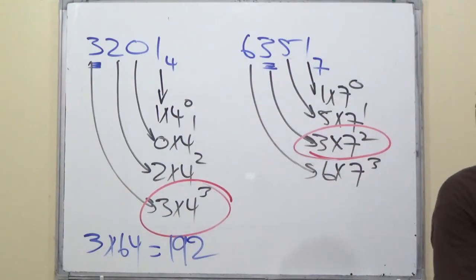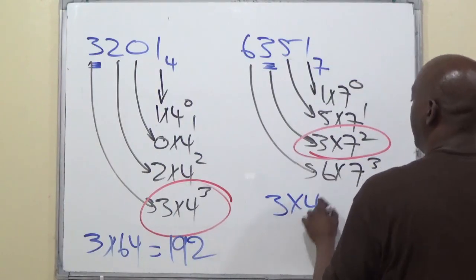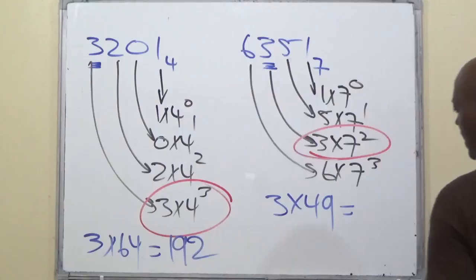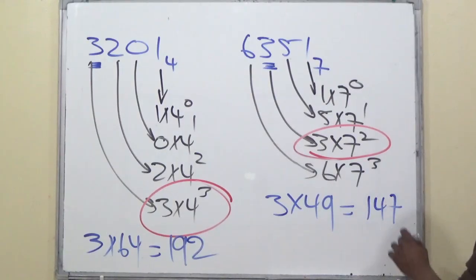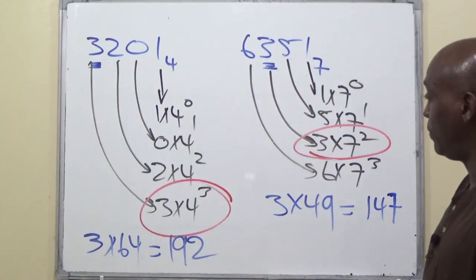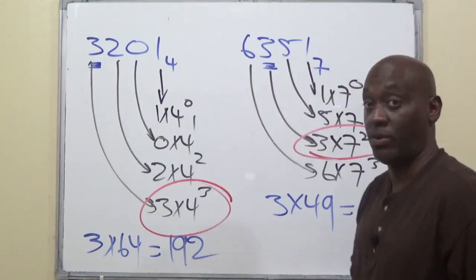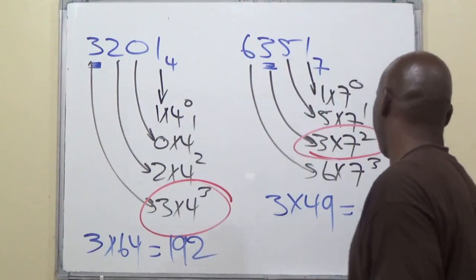And this 3 by 7 squared is 3 by 49, which is 9 3s are 27, 4 3s are 12, and 2 is 14, 147. So the difference between these two numbers would be 192 minus 147, which would be what? 45? Yeah?